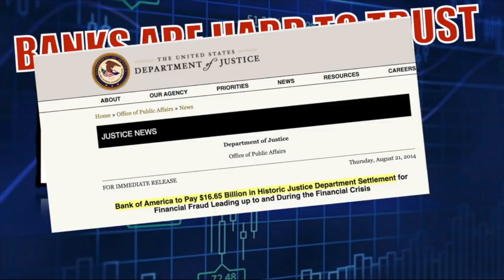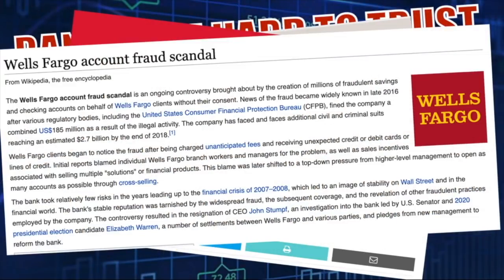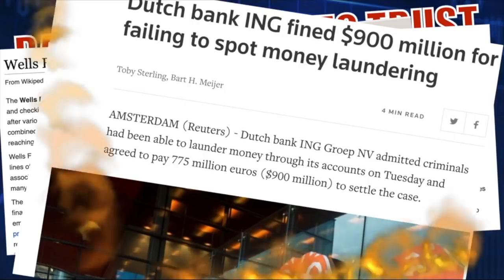We can see that through the most recent things happening, like Bank of America paying $16 billion in a Justice Department settlement, or things like the JP Morgan Chase scandal, $30 billion in fines and counting. And you have something like the Wells Fargo account fraud scandal that just happened recently, or Dutch bank ING fined $900 million for failing to spot money laundering.